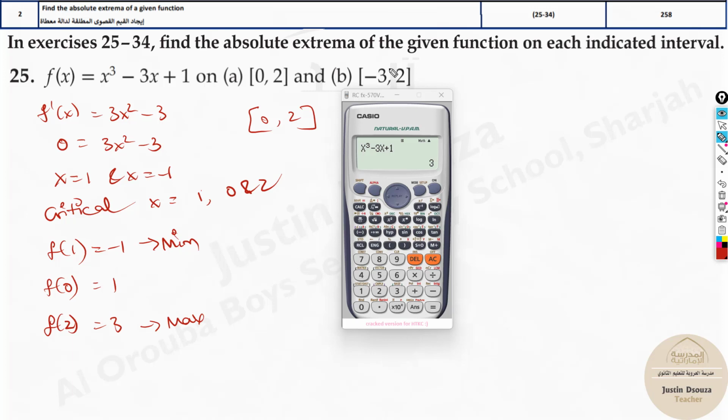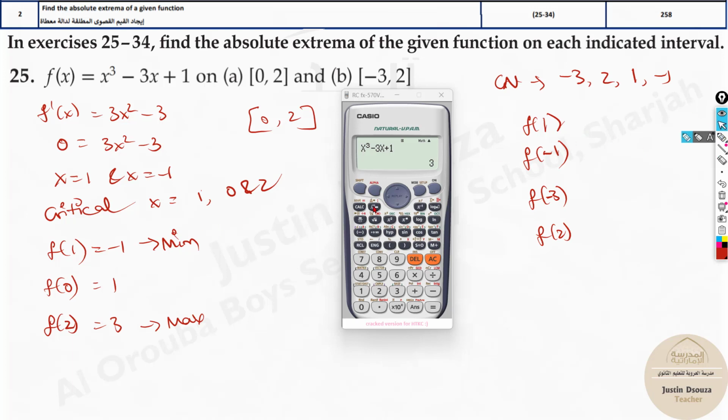Same thing can be tried over here in the next interval. It's just that the critical numbers would be -3, 2, 1, -1, because -1 also falls in this interval. So you will have to do f of these three, sorry, over here there is no 0. You have to do f of 1, f of -1, f of 3, -3, and f of 2. So these are the four functions you need to do.